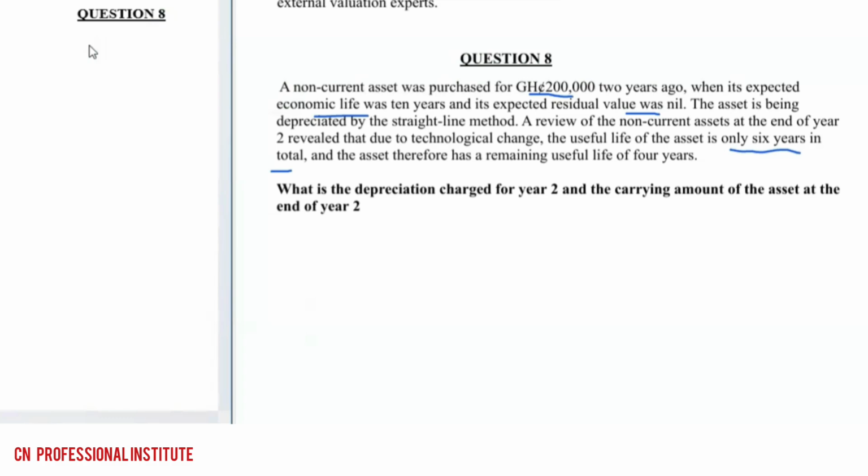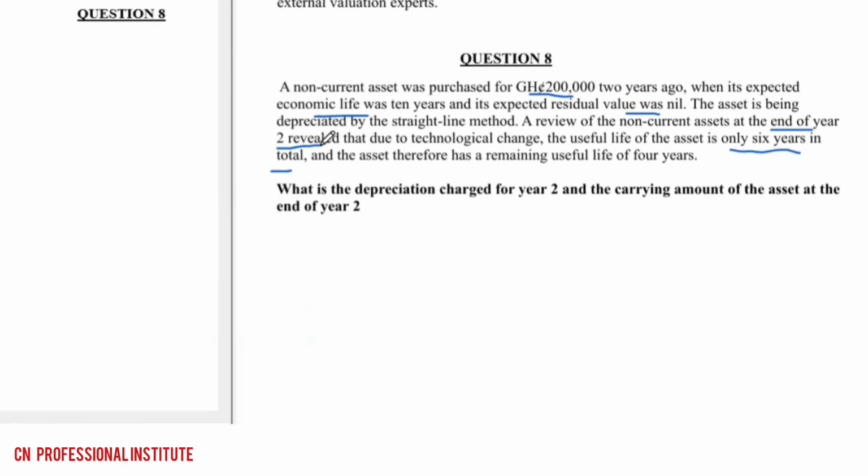Here in this question, they purchased the asset 2 years ago. They did a review in year two. It says this is a review of non-current assets at the end of year two. So the change happened in year two, and in year two they said the revised life of the asset is 6 years in total, not 10.